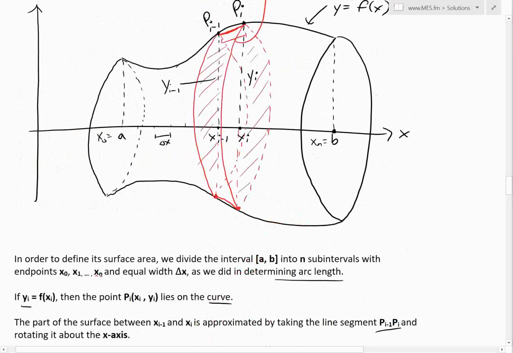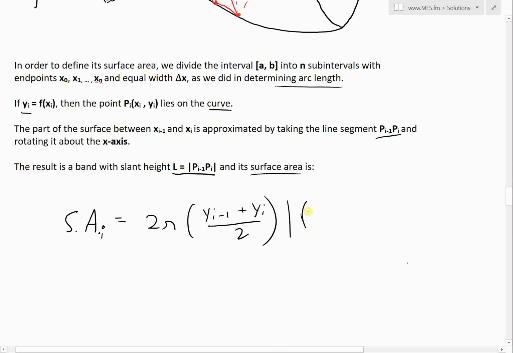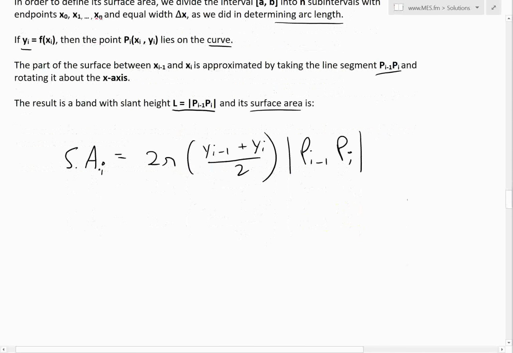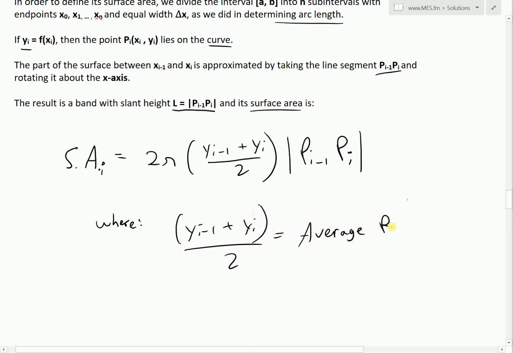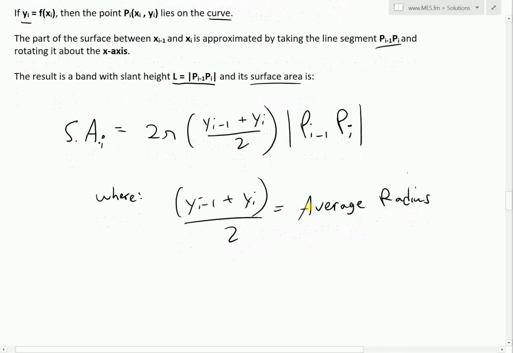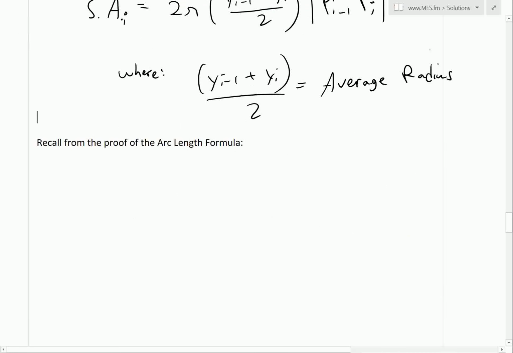And then the slant length L, again, is just that length we were talking about, that's just the distance across. So that's just the distance, or absolute value, from point pi minus 1 to point pi. So that's just a random band we're going to pick. Where again, the average radius is, or actually the other way around, yi minus 1 plus yi divided by 2 is equal to the average radius.